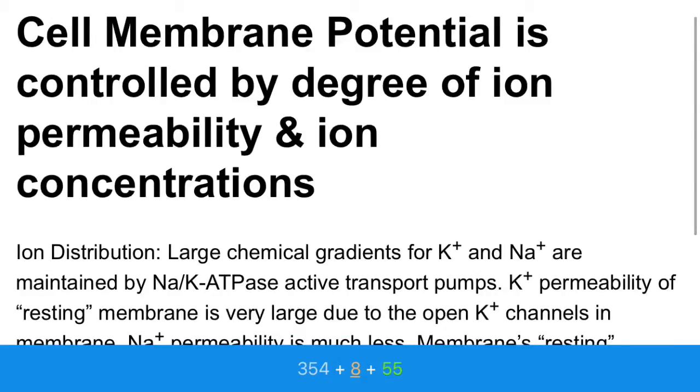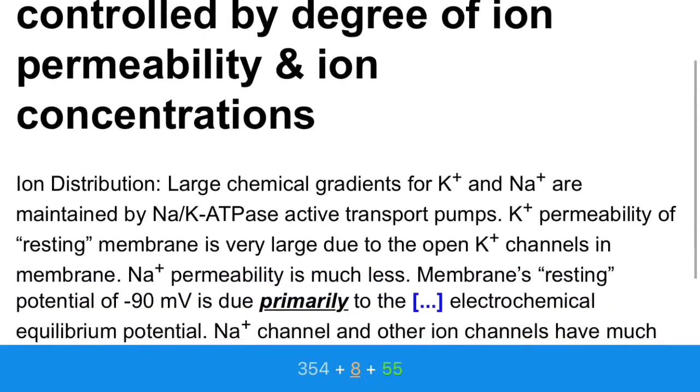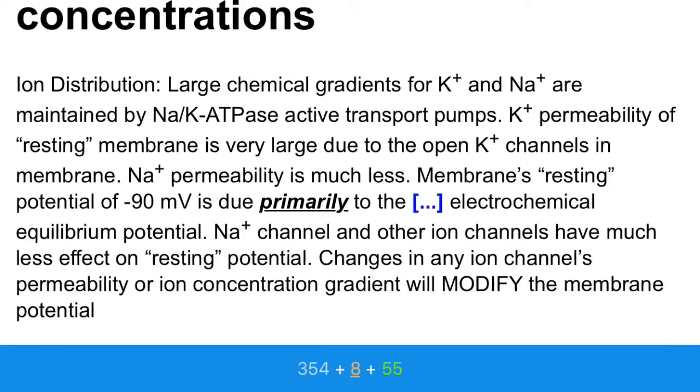Cell membrane potential is controlled by degree of ion permeability and ion concentrations. Ion distribution, large chemical gradients for potassium and sodium, are maintained by sodium-potassium ATPase active transport pumps. Potassium permeability of the resting membrane is very large due to the open potassium channels in the membrane. Sodium permeability is much less. The membrane's resting potential of negative 90 millivolts is due primarily to the blank electrochemical equilibrium potential. Okay. Resting?